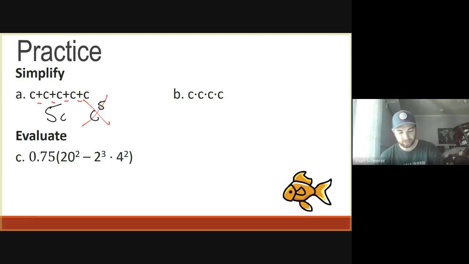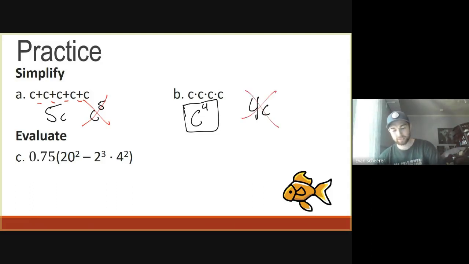For this next one, c times c times c times c is c to the fourth power, which is your right answer, because exponents are multiplication. So if you were to put 4c for that, my friends, that is wrong because we're multiplying, right? So now, c.